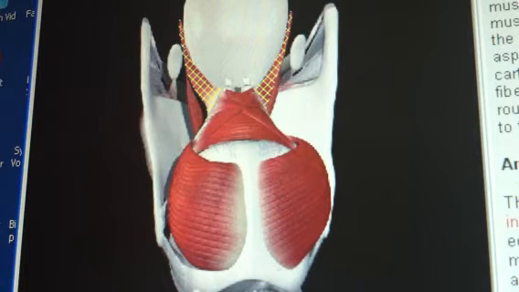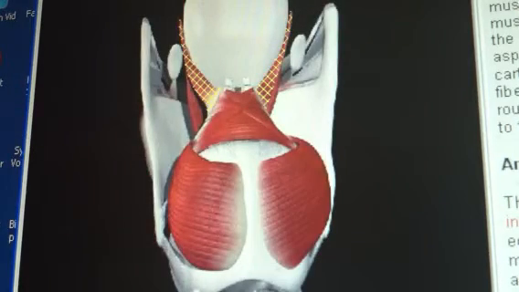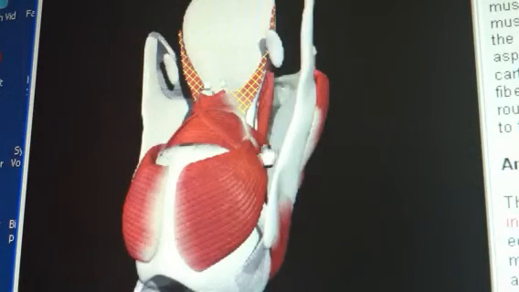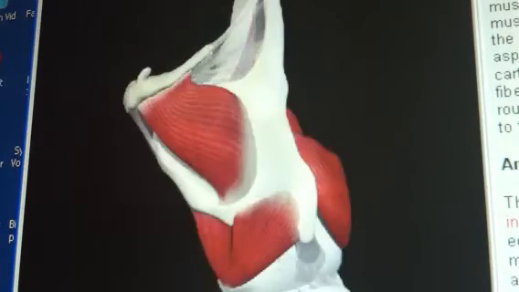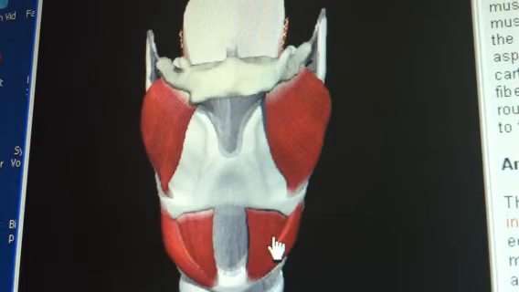All right, let me turn this. Here you see a little glimpse of the LCA, lateral cricoarytenoid. This muscle that you see here, all right, is the cricothyroid muscle, CT muscle. Remember, that's responsible for pitch change.